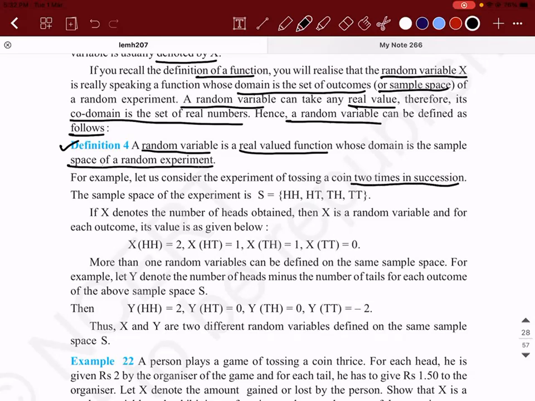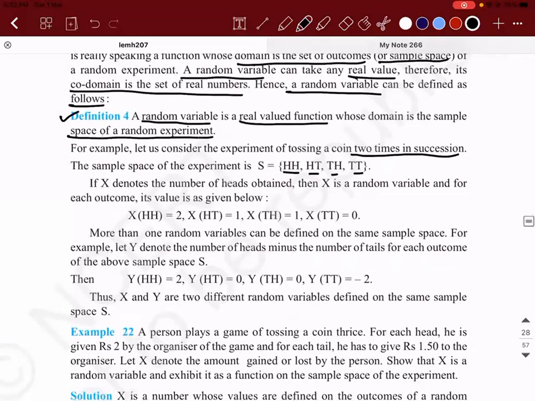Tossing a coin 2 times in succession is the same as tossing 2 coins at the same time. Right? Then what is going to be the sample space of the experiment? It will be head, head; head, tail; tail, head; and tail, tail. Suppose I am assigning a random variable X, where this X speaks about the number of heads that are obtained. Okay, so X is a variable where I'm interested to know how many times heads has occurred in each point from the sample space.